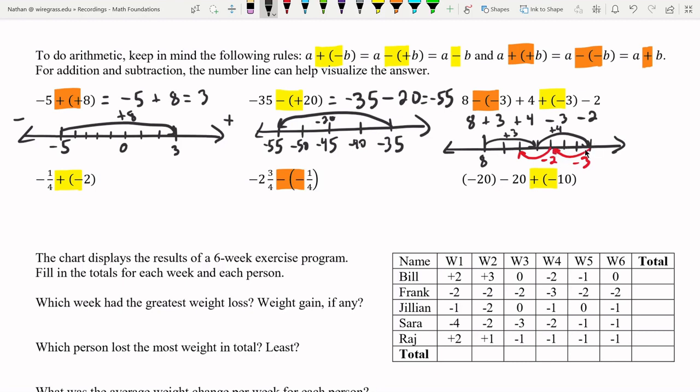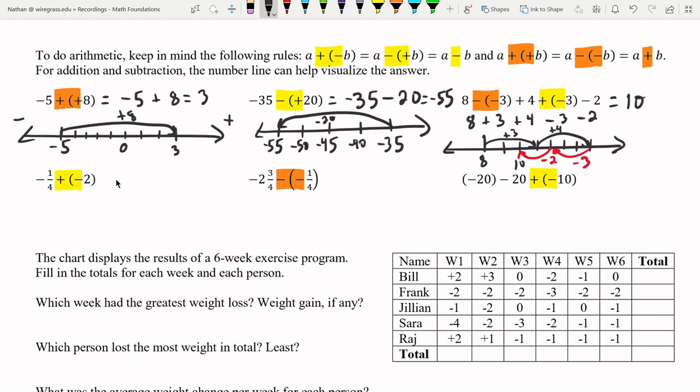Then we went down 3: 1, 2, 3. So it was 15, 14, 13, 12. And then down 2 more, 11, 10. Of course, we can just go 8, 9, 10. We can see that that's where we stopped, and the overall answer is just 10.